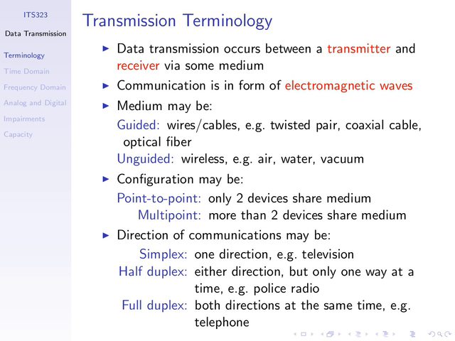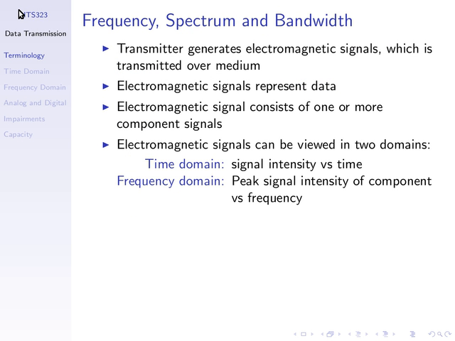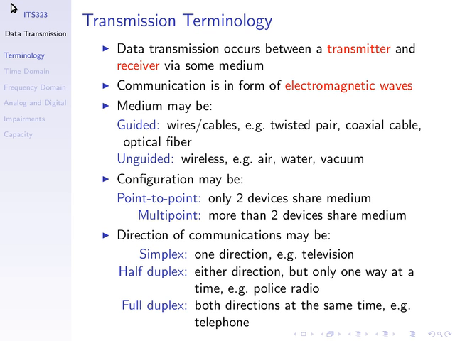A link may be point-to-point or multi-point, or point-to-multi-point. Easy, point-to-point, 2 devices connected. I connect my laptop directly to the PC. My laptop sends only to that PC. There's just 2 devices, one transmitter, one receiver.